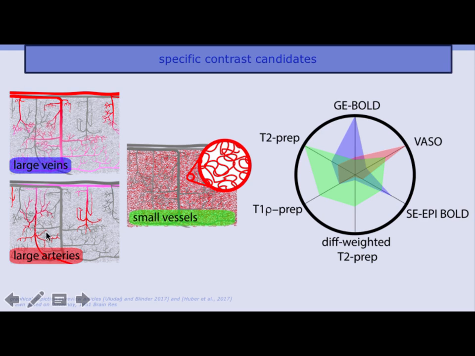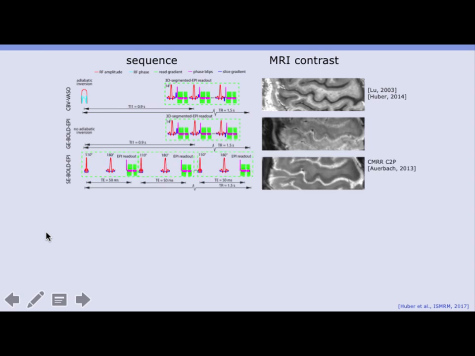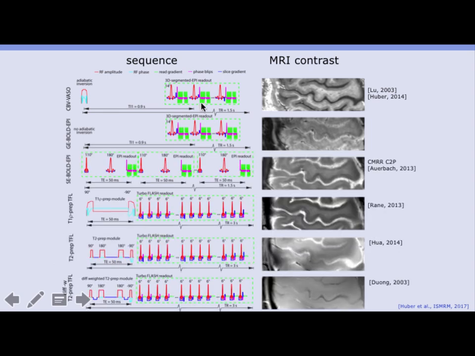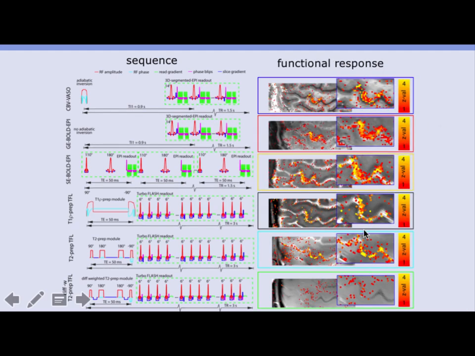And to see which one of those methods is most suitable for our layer-dependent studies, we implemented all of them, where you can see the sequence diagram on the left and the corresponding contrast on the right. Doing a finger tapping, you can see that they have very different response characteristics. For example, with the diffusion weighted T2 prep here, you almost don't see anything at all. You really need to know where to look for it.